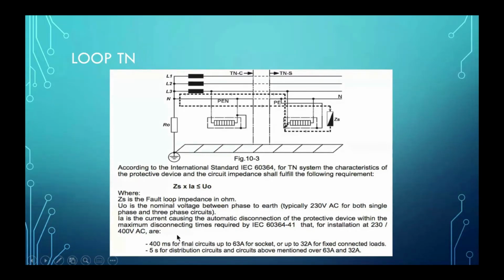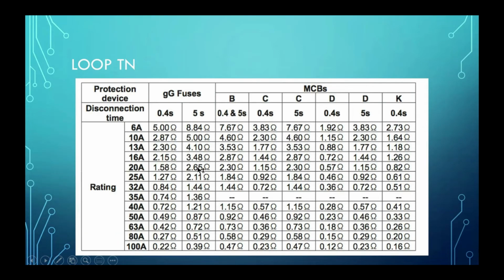If your test is out of this standard, so the tripping currents, the tripping times are above this, then you must change the impedance of your circuit design already. Okay, so this is the loop TN.